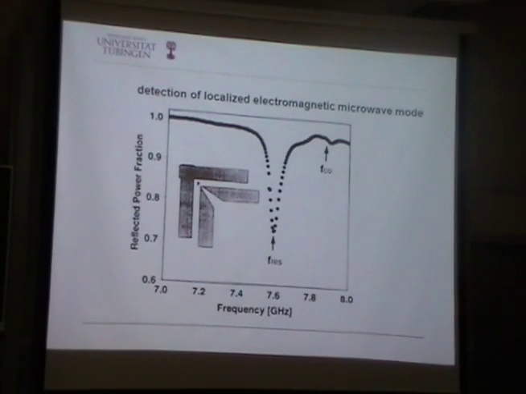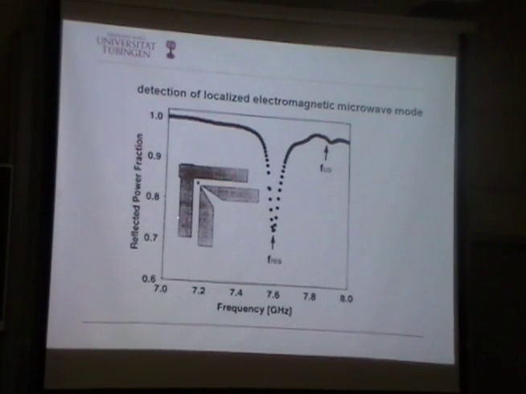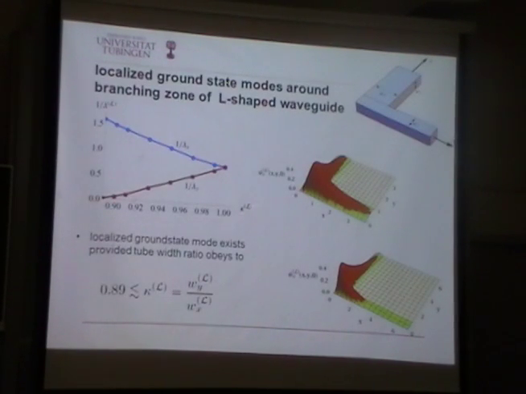The existence of such modes has been, for example, shown in microwave experiments in this L-type structure. And one can see from the reflected power in such a microwave experiment nicely the existence of this bound state mode. What has not been investigated is the dependence on the width ratio here to here. And if you would do this, then you will find that this curve starts at 0.89, and for ratios below that, you would never find a trap mode. So for this L-type geometry, the localized ground-state mode exists provided the width ratios obey this constraint.